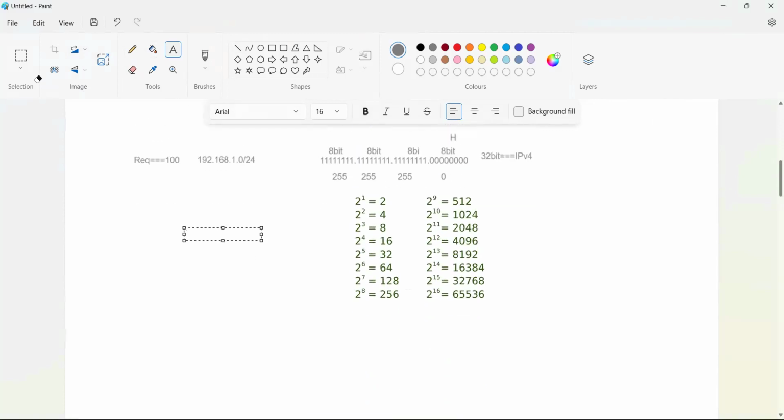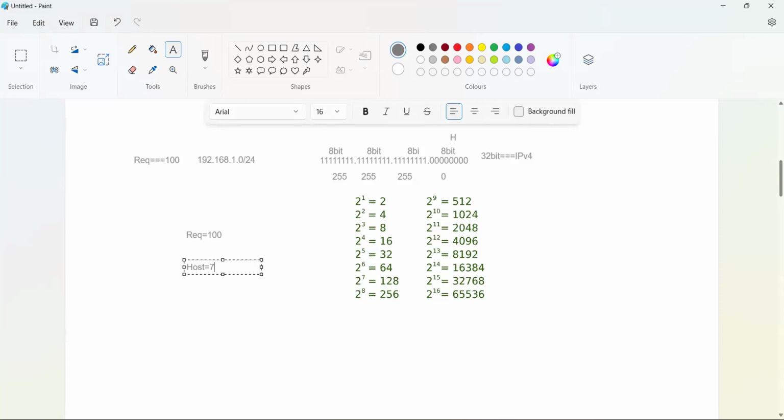My requirement is 100 users. So I need to take a value from these host bits. All are the host bits from this host. Host is equal to 7. Because in this range only, I will get the 100.